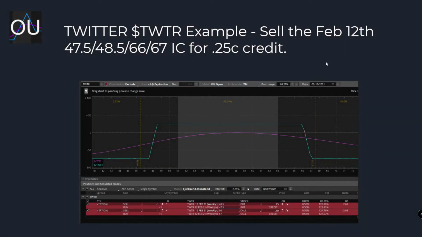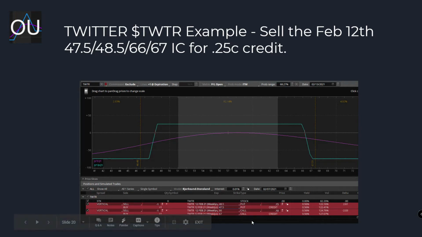Another example would be to sell, and this is a lower risk trade because it does involve buying protection. You've heard about these before. This is called the iron condor, and this would be selling the February 12th 47.5, 48.66, 67 iron condor. So you're putting together a short put credit spread and a short call spread to make that iron condor complete with 4 legs.